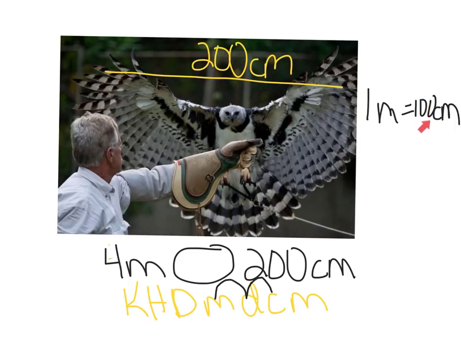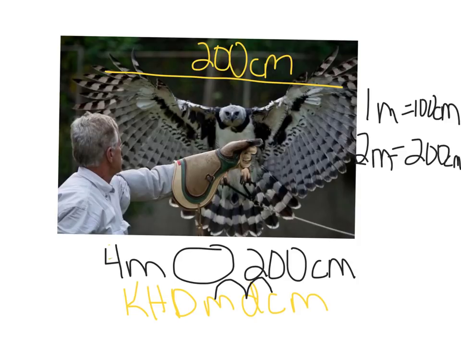Well, if 100 centimeters equals 1 meter, now we have 200 centimeters. How many meters will it equal? Right, we should have 2 meters here.